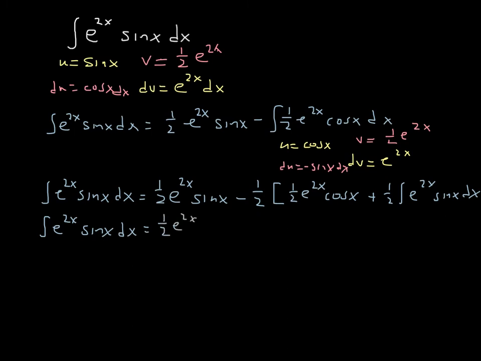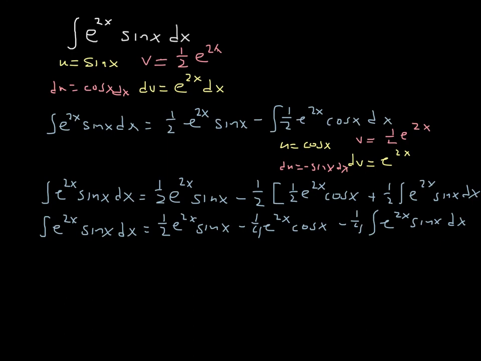So this problem now becomes the integral of e to the 2x sine x dx equals 1/2 e to the 2x sine x minus 1/4 e to the 2x cosine x minus 1/4 times the integral of e to the 2x sine x dx. Now at this point you're saying, wait a second, you should be thinking this is just going to continue cycling through.